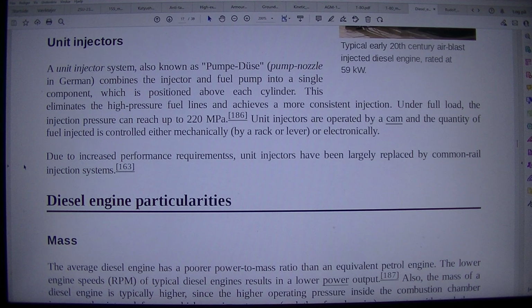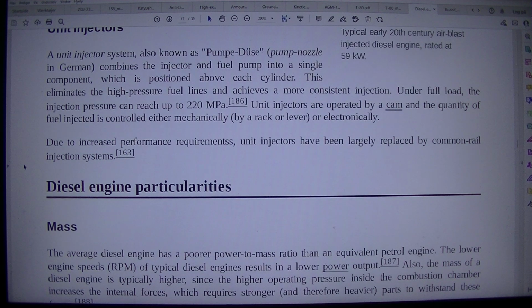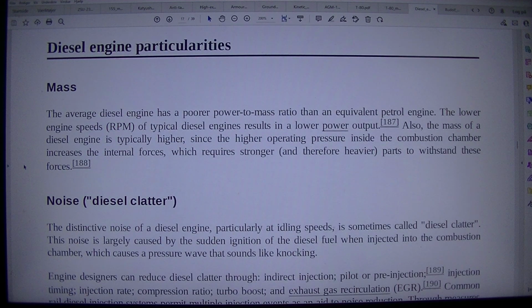Diesel engine particularities. Mass. The average diesel engine has a poorer power-to-mass ratio than an equivalent petrol engine. The lower engine speeds, RPM, of typical diesel engines result in a lower power output. Also, the mass of a diesel engine is typically higher, since the higher operating pressure inside the combustion chamber increases the internal forces, which requires stronger, and therefore heavier, parts to withstand these forces.